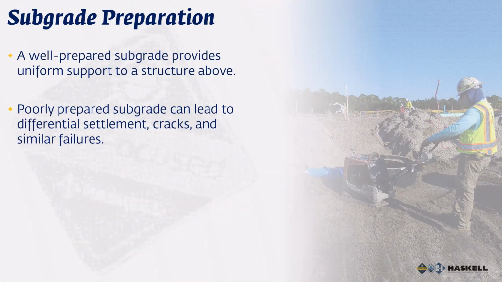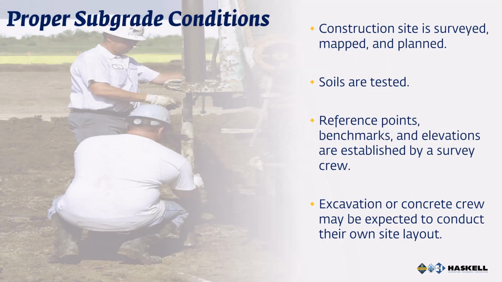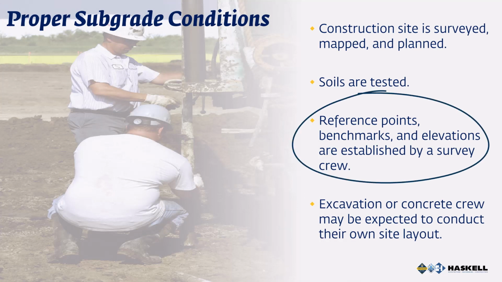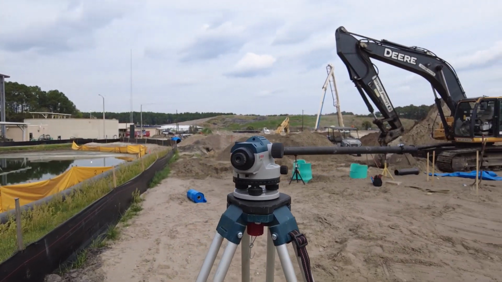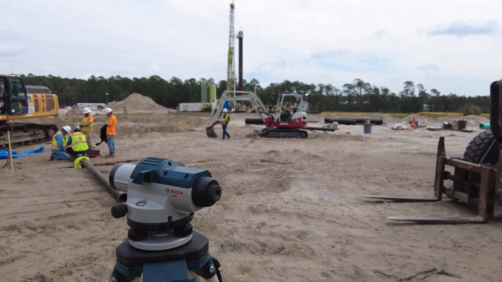Subgrade preparation is crucial for any construction involving slabs, foundations, or footings. A well-prepared subgrade ensures uniform support, while a poorly prepared one can lead to differential settlement and structural failures such as cracks. Some soils can expand when wet, causing further issues that need to be addressed to prevent structural failures. Subgrade conditions can vary due to soil type, density, and other physical properties. So it is essential to establish reference points and elevations through surveying and testing. On large construction sites, a survey crew handles this task, while on smaller sites, formwork carpenters may be responsible.